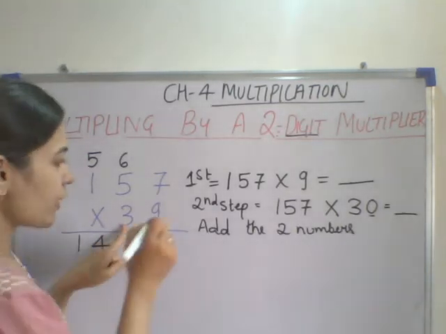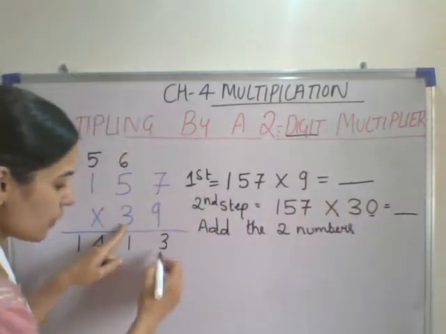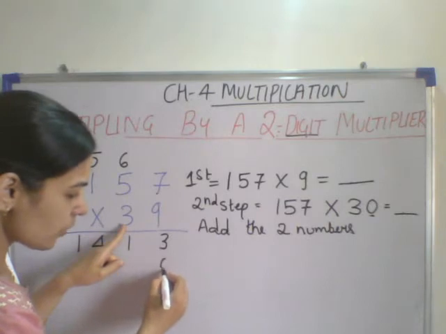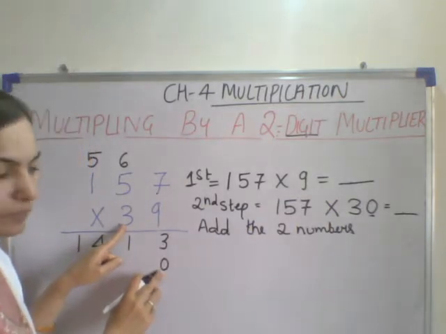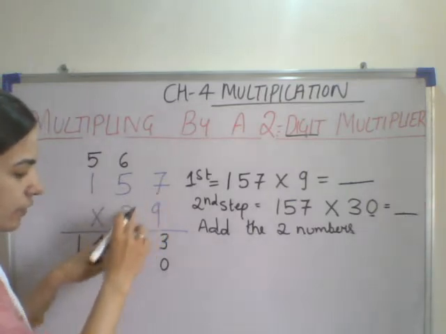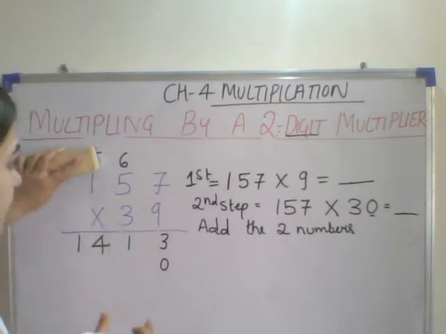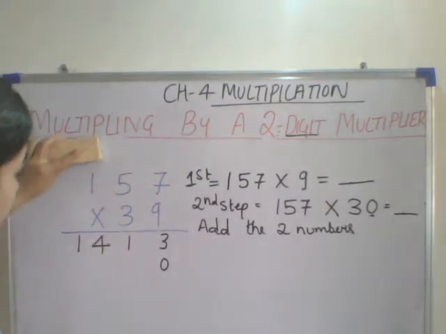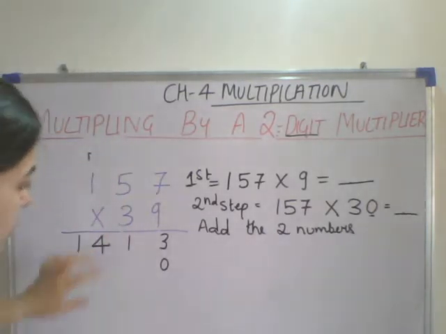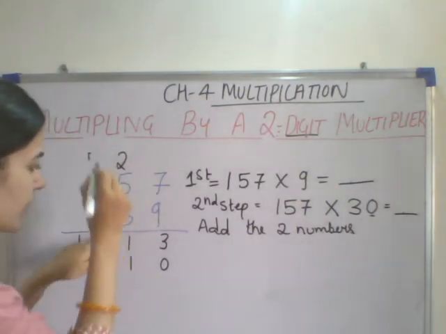In the next step, we have to multiply 157 with 30. So here 0, or you can leave the space blank here. Then you have to multiply 3 with 7. So 3 sevens are 21. I am just rubbing this number. 3 sevens are 21. So 1 I am writing here, 2 moves to the carry.